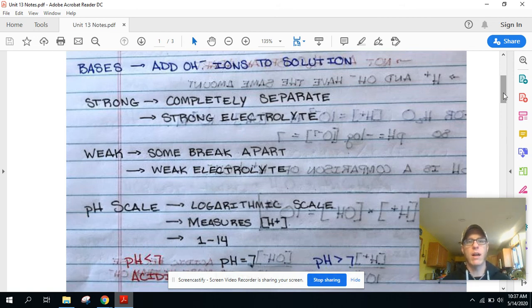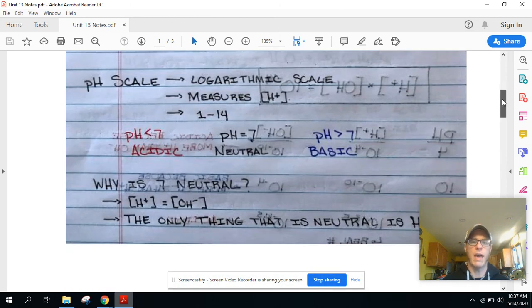All right. Now, we're not going to get into that because weak acids, there's a ton of them out there, and we have to get into equilibrium and things like that. But just understand that there are strong and weak acids.